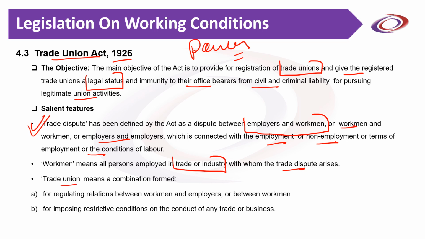Then trade union will mean a combination. It will be formed for regulating the relationships between the stated entities, workmen and employers, different workmen or different employers, for imposing the restrictive conditions on the conduct of any trade or businesses. So this relates to the trade union. How the trade union can be formed, what will be the powers and responsibilities, how it can be approached, registration of the trade union, the requirement, all of this comes under the Trade Union Act of 1926.